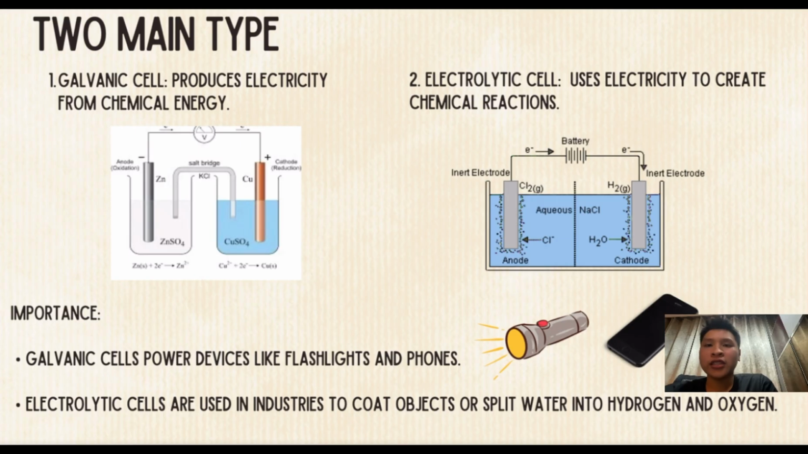Secondly, an electrolytic cell does the opposite. It uses electricity to drive chemical reactions that wouldn't happen on their own. For instance, electrolytic cells shown split water and salt, NaCl, into hydrogen and chlorine gases. This process is essential in industry for coating objects through electroplating or producing substances like hydrogen gas.